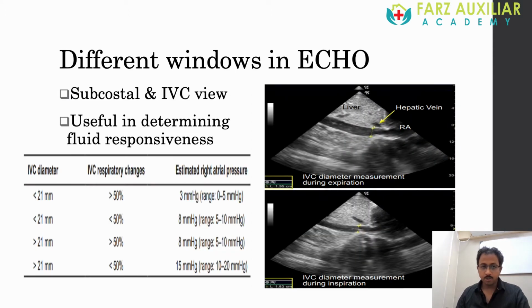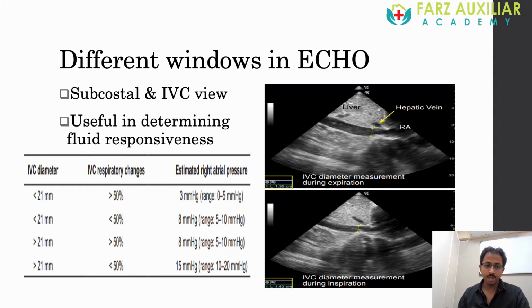Now coming to the subcostal or IVC view, useful in determining fluid responsiveness. It is very important to place the cursor just beyond the joining of the hepatic vein to the IVC, just where the IVC enters the RA. This is the area where we should measure the IVC diameter, and there is a variation with inspiration and expiration, depending upon which we can gauge a little bit about the right atrial pressure.